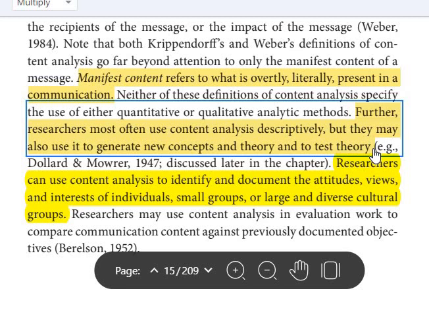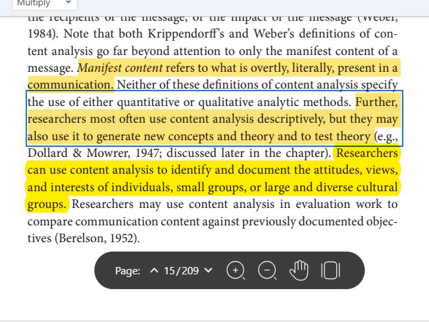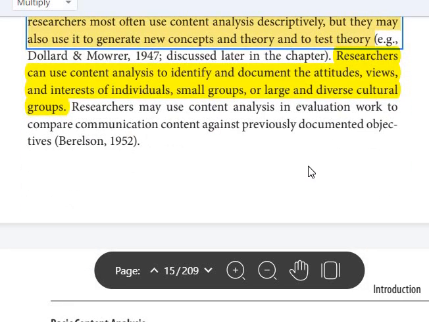Okay, let's read this one. It says, researchers can use content analysis to identify and document the attitudes, views, and interests of individuals, small groups, or large and diverse cultural groups. So that's why we use content analysis. We should focus on the attitudes, the views, and the interests of individuals or groups. Sometimes large groups. That's why it is used in social work.